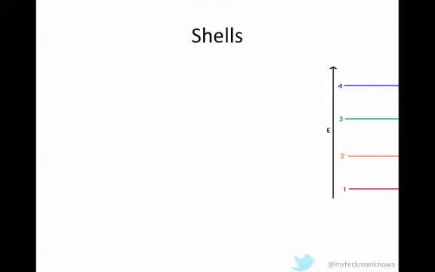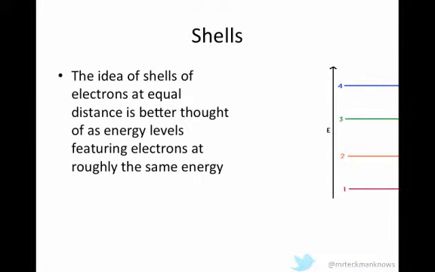firstly, I'm really sorry, but you've been lied to. The idea of shells of electrons at equal distance away is not really that true. It's better to think of electrons as being in energy levels that have electrons of roughly the same energy. So you can think of there being a first energy level corresponding to the first shell, second energy level corresponding to the second shell, third energy level corresponding to the third shell, and then a fourth energy level, and so on.